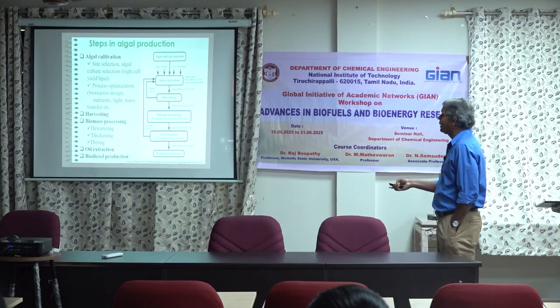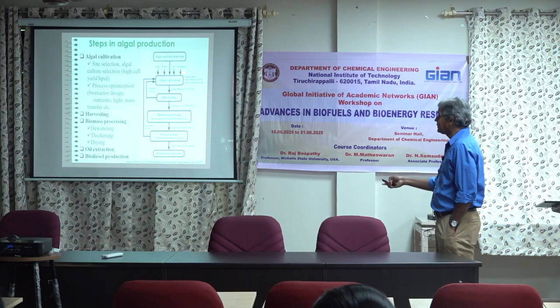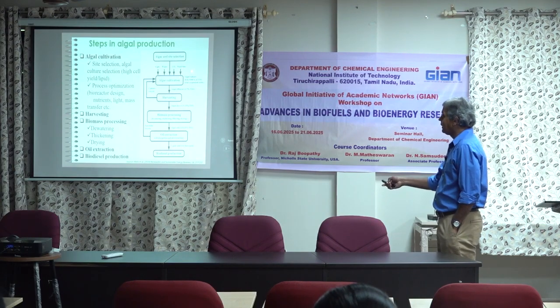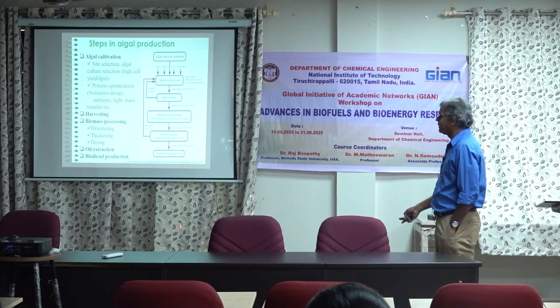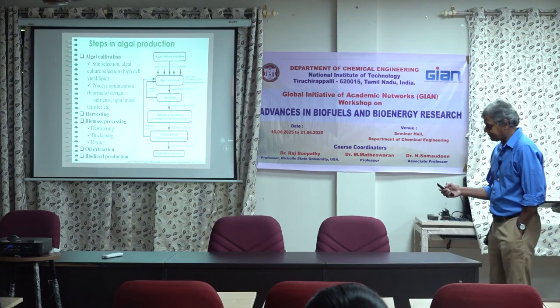Site selection, where you want to grow algae. Also make sure the right species is grown, and get your algae grown with the right conditions, all the things that they need: light all the way, nutrients, plenty of carbon dioxide, so they're ready to fix the carbon dioxide. Harvest them, biomass processing, oil extraction, biodiesel production in this case, if you want to use it for biodiesel.